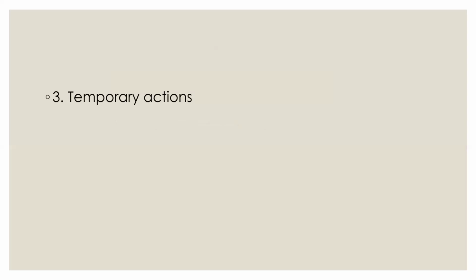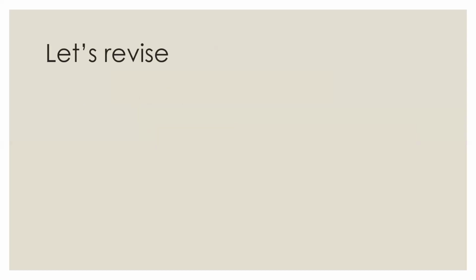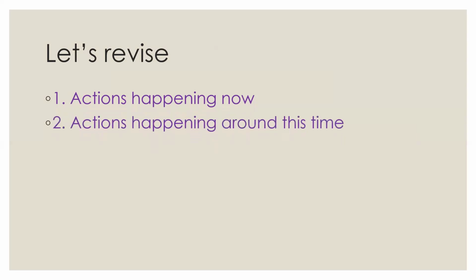Temporary actions, meaning something happening temporarily, like he is staying with his aunt. Right now, he's still staying with his aunt, but he may not stay with his aunt forever. That is why it's temporary. But he is there right now and he has not stopped staying with his aunt. That's why. So let's revise. When do you use the present continuous tense? You use it with actions happening now, which have not ended. You use it with actions happening around this time, like for a long period of time but have not ended. For temporary actions, something that you are doing right now has not ended, but you will not be doing in the future.